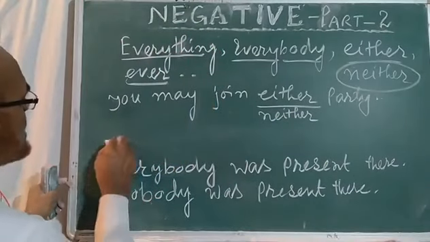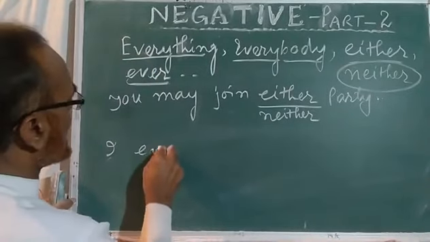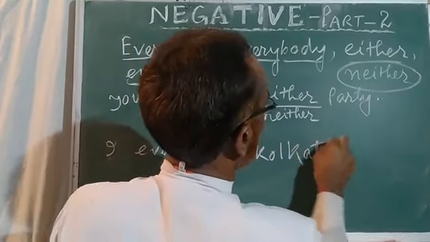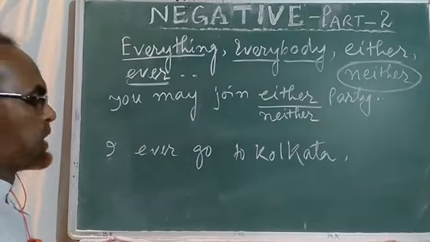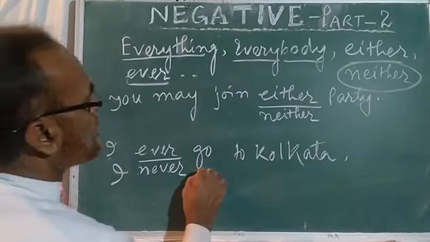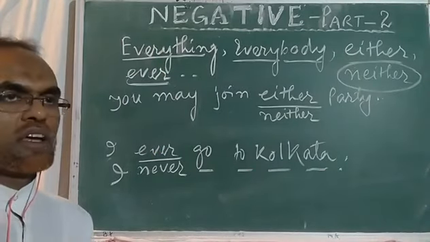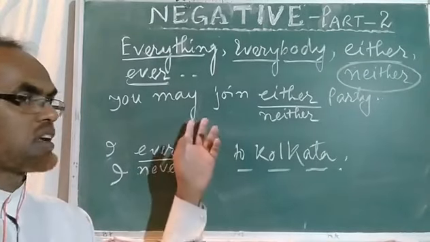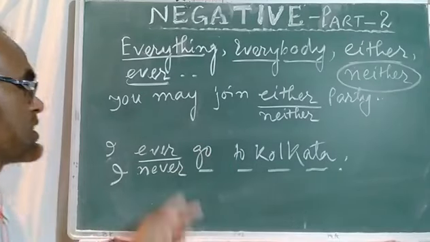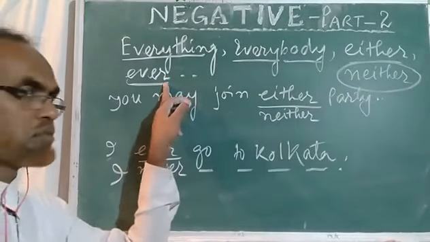Like that, I either go to Kolkata. We have to bring only the opposite of either, that is never. I never go to Kolkata. This type of sentence we turn into negative like this. We only have to bring the opposite of the word, like everything, everybody, either. We have to bring the opposite of these words.